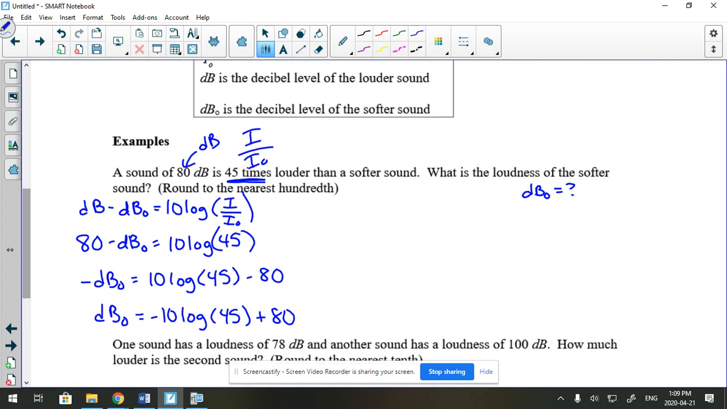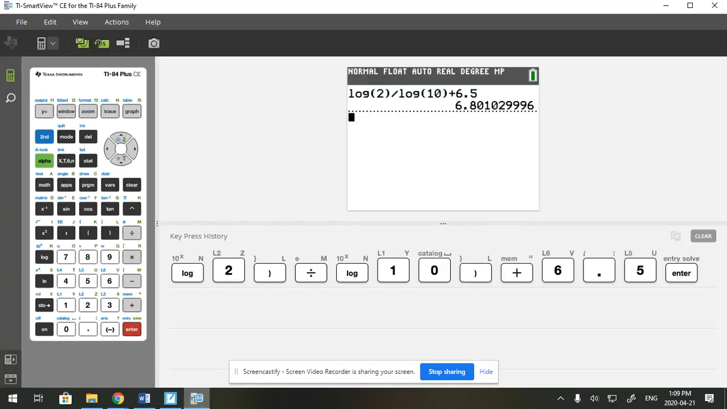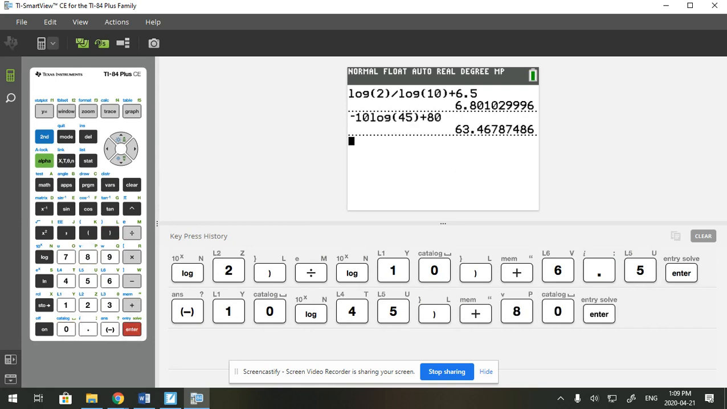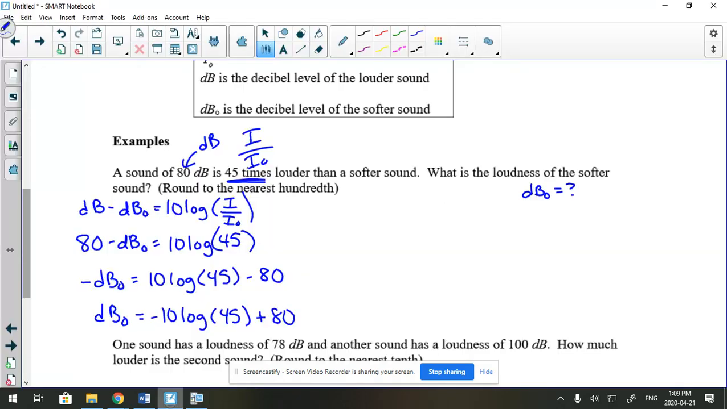Now you're just going to type that into your calculator. I'll show you that one real quick. So we have a -10 log 45, close your brackets, and then we're going to add in 80. And now you can see that the softer sound is 63.47 decibels. This one now has a unit associated with it, so don't forget to put your units in. That's your final answer for that one.